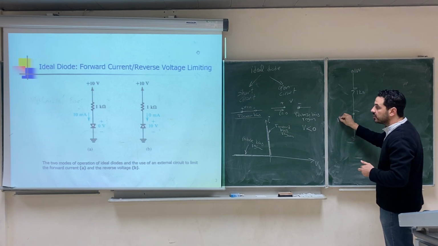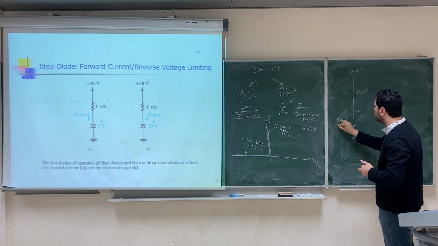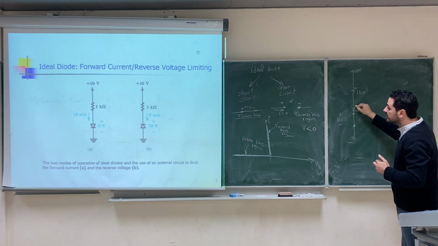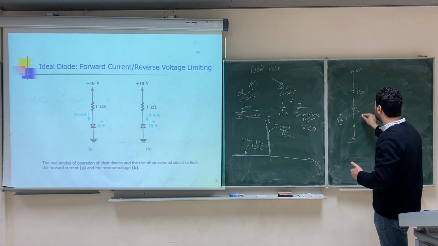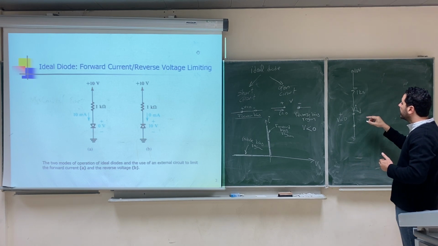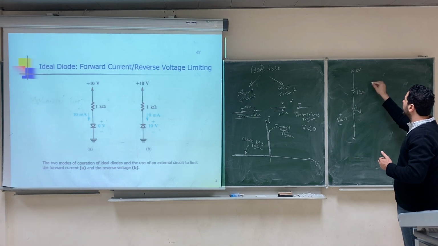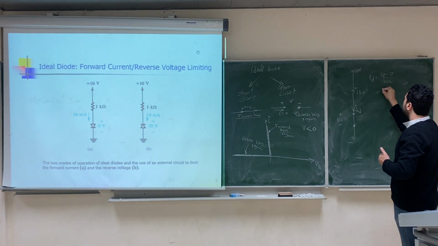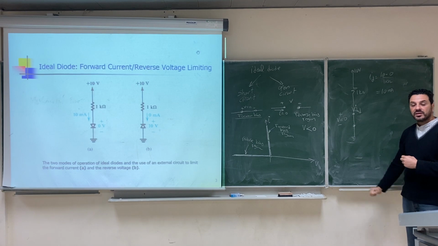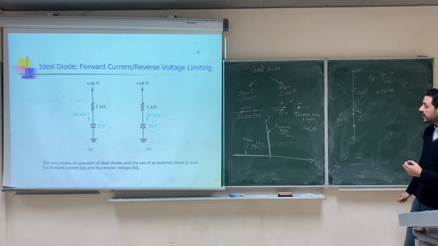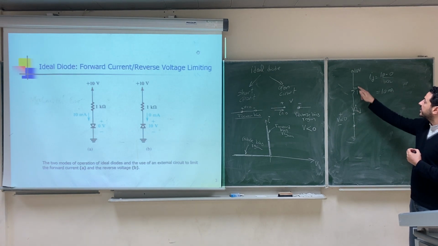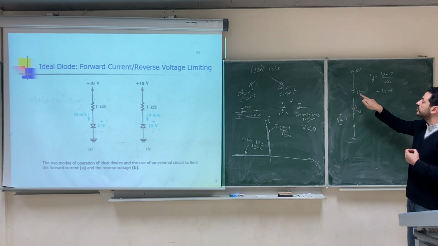So the voltage across the diode, V diode, will be 0, right? Because it's a short circuit. What about the current of the diode? The current of the diode, let's call it I or ID, doesn't matter, equals what? ID equals 10 minus 0 over 1 kilo ohm, which is 10 milliampere, right? So as I said, the current of the diode under forward bias condition will be determined by the external circuit components, by the supply voltage and the resistance that you connect, okay?